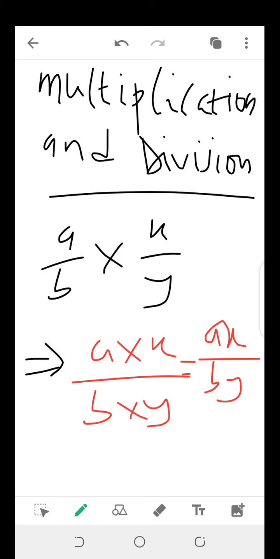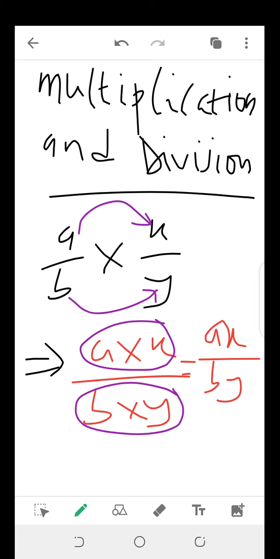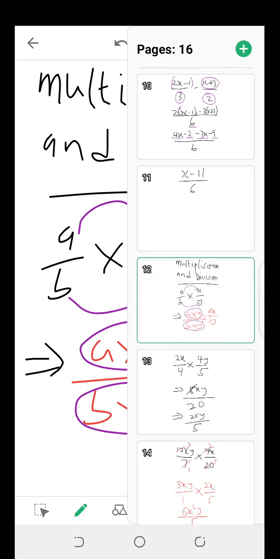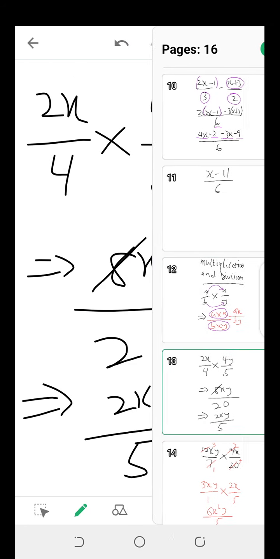So in multiplying, we multiply the numerator, so a will multiply x. So we have it here, a times x. And then b will multiply the y and have it here, b times y. So a times x can be written as ax, and b times y can be written as by here. Okay, more examples here.